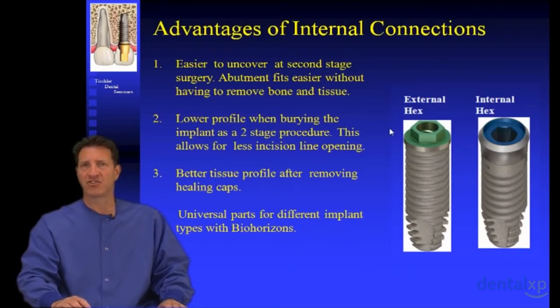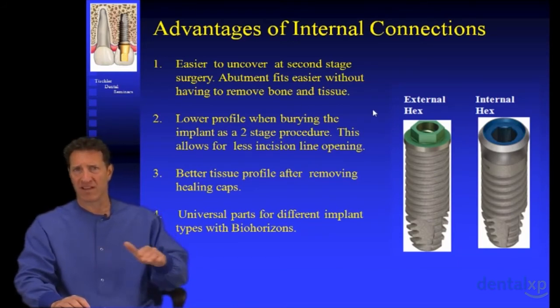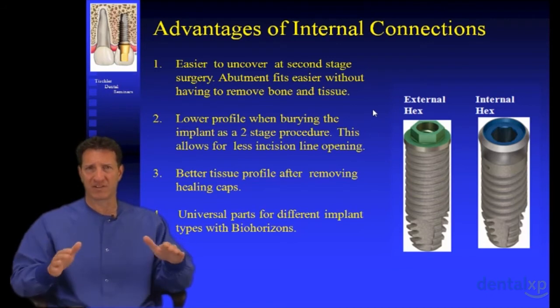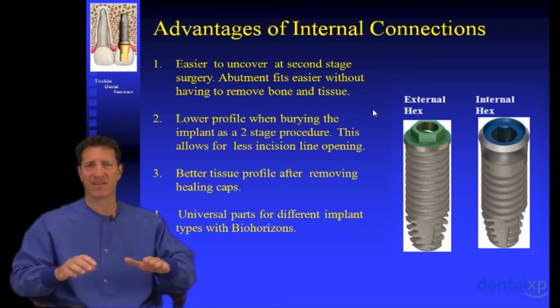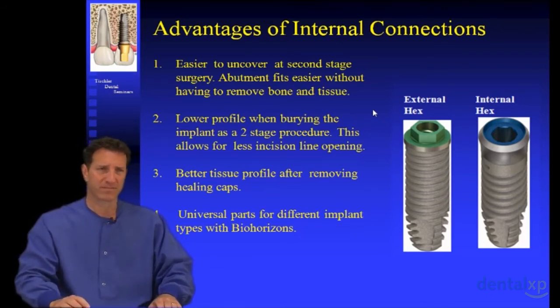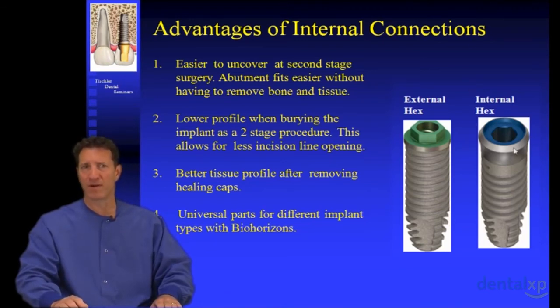The reason I choose an internal attachment is when I uncover the implant, and I've done this as a two-stage procedure where I've buried the implant and I'm now going to uncover it in 3 or 4 months, it's much easier for me to place the impression coping or the abutment with an internal design because I found in the past when I use the external design that there's bone kind of around this platform and it makes it difficult to seat this. I just find it much easier.